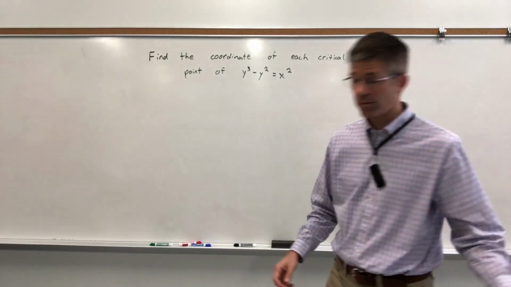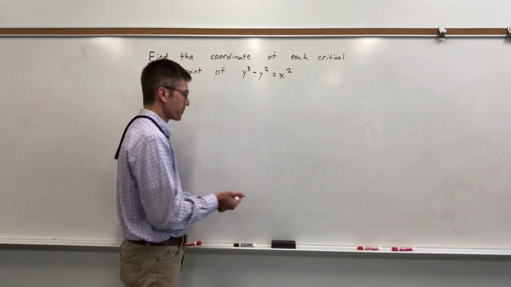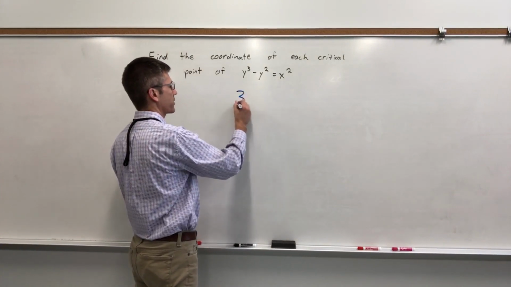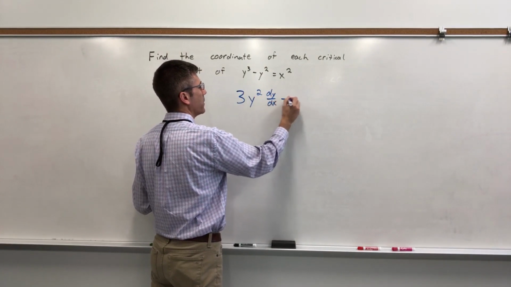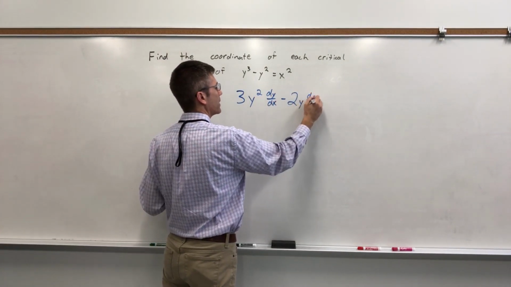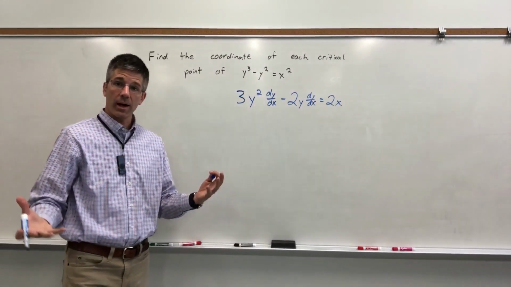Let's start by taking the derivative, and that will, of course, involve implicit differentiation. Sorry, that marker did that thing again. 3y squared dy/dx minus 2y dy/dx equals 2x. Okay, solve it for dy/dx.